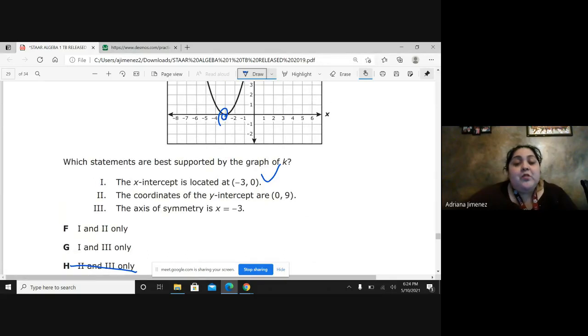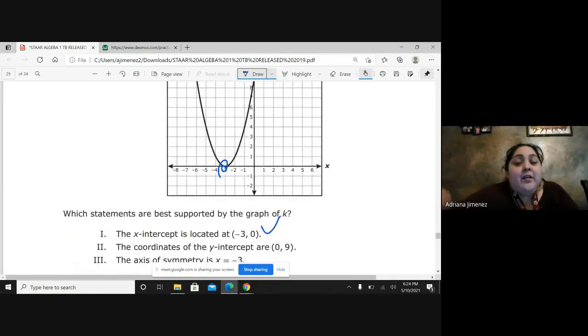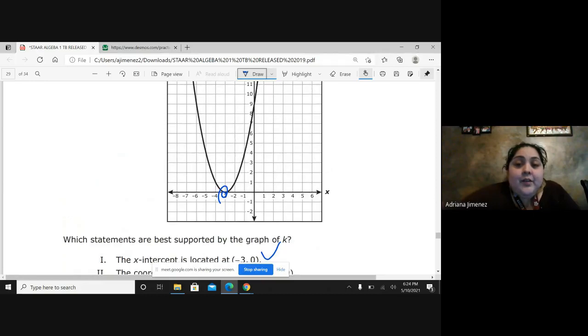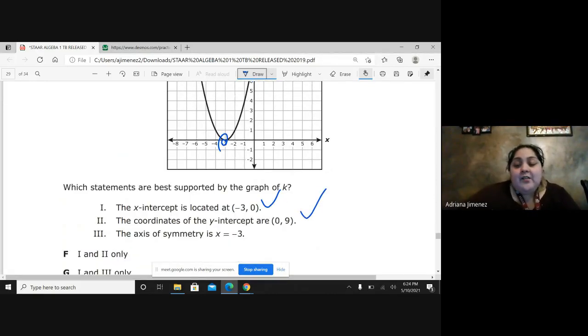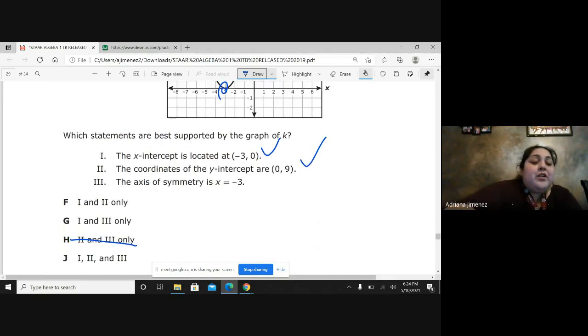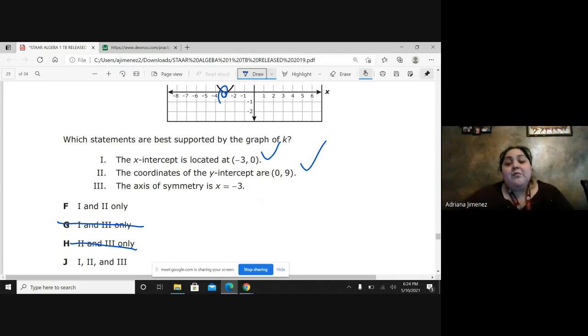Roman numeral 2 says that the y-intercept is 0, 9. Here's 0, 9. And yeah, that is the y-intercept. So that's a check. So you should have the Roman numeral 2 in there. That means this one's out because that doesn't have Roman numeral 2. Now I do Roman numeral 3.